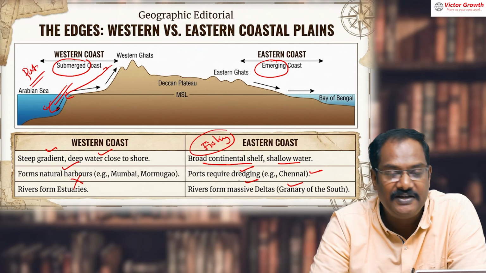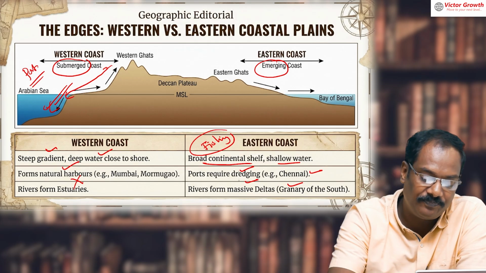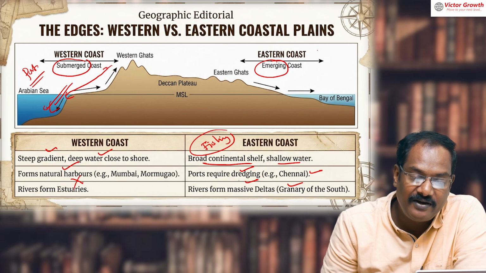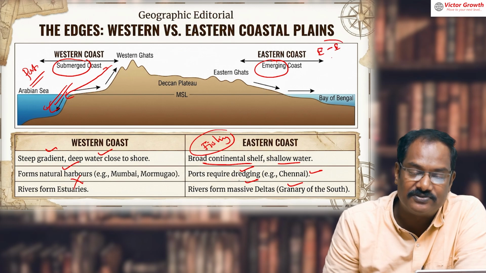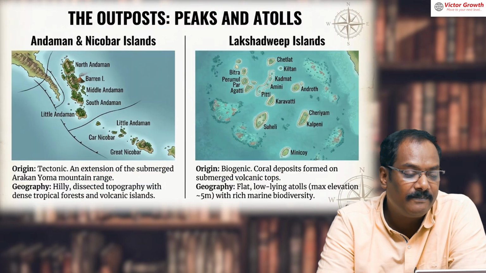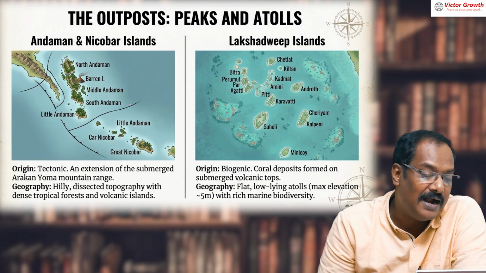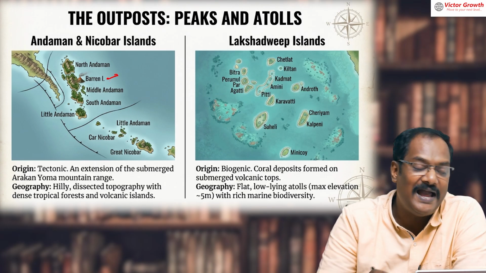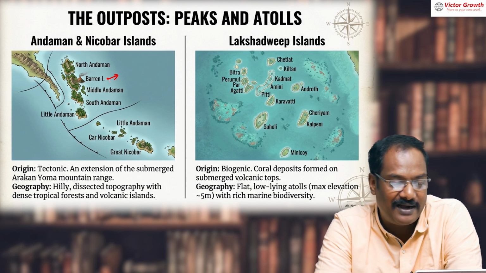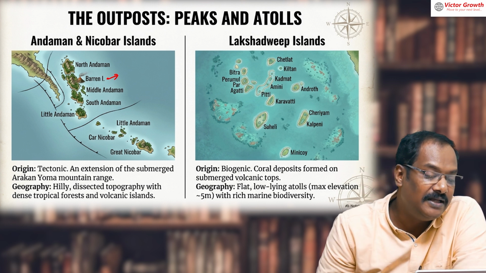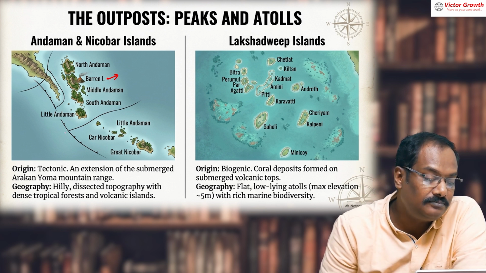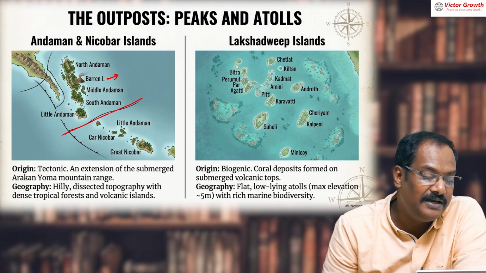This is all the difference between the western coast and the eastern coast. So don't forget this: E for eastern coast, and E for emerging coast. Understand? Fine. Now comes the outposts, that is Lakshadweep and Andaman Nicobar. Andaman Nicobar has the only active volcano in India, that is Barren Island. Then they will ask you this: this is the 10-degree channel. The 10-degree channel separates Little Andaman from Car Nicobar.